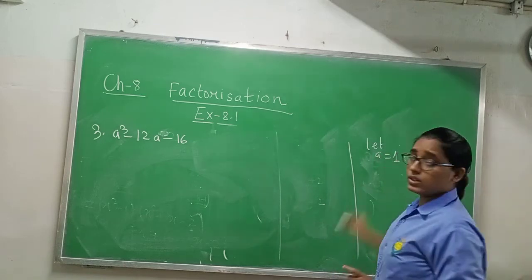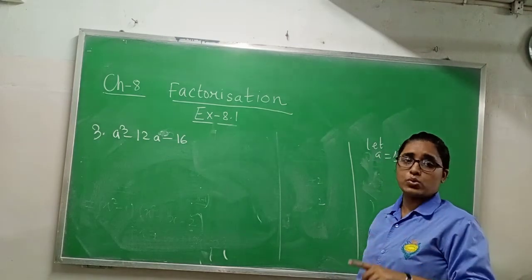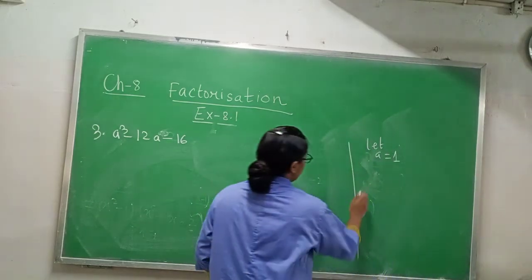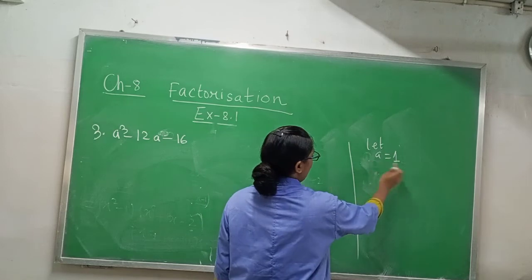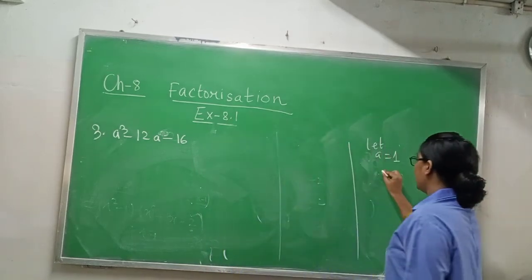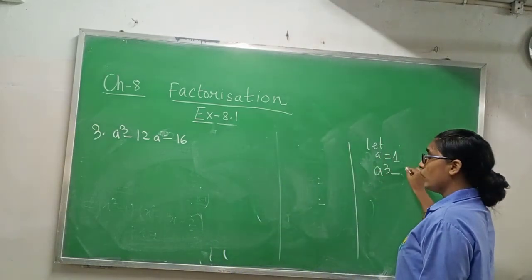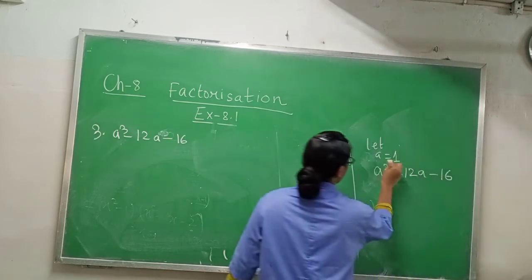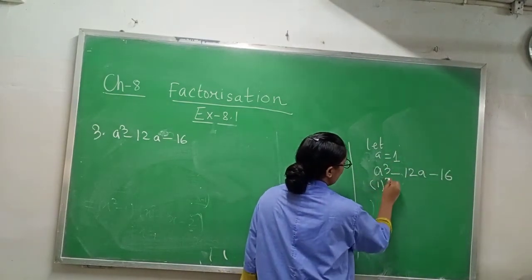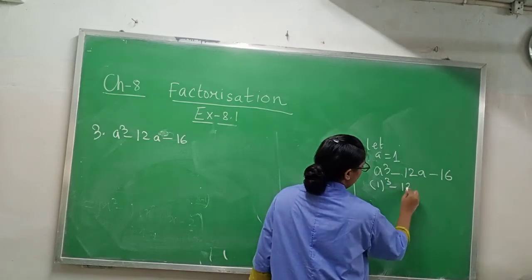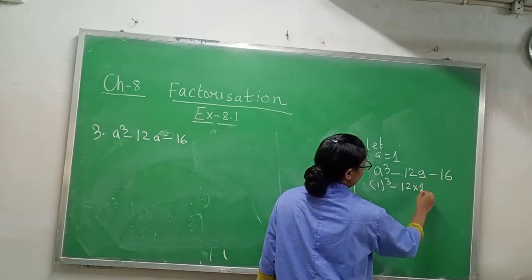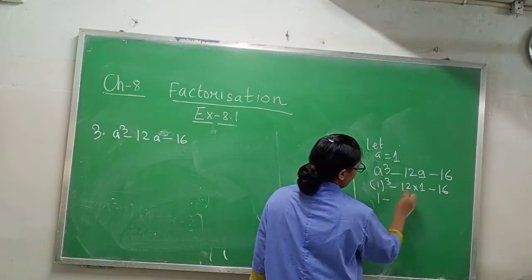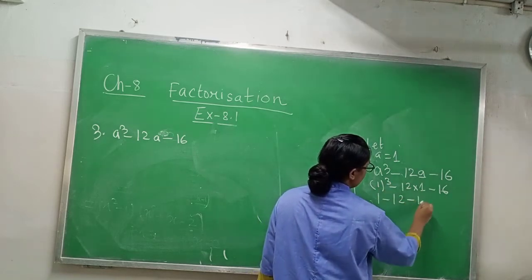You will always start from 1, then go to minus 1, then 2, minus 2, like this. See, first of all, I am taking let a equals to 1. Now I am writing the given question a cube minus 12a minus 16. Now I am putting a equals to 1. So 1 cube minus 12 into, in place of a I am writing 1, minus 16. 1 cube will give you 1, 12 into 1 is 12, minus 16.